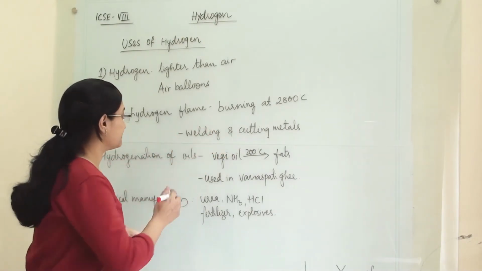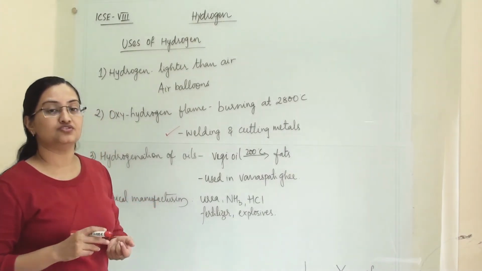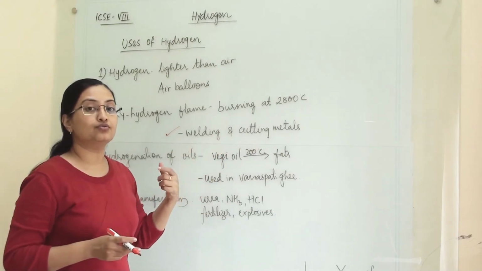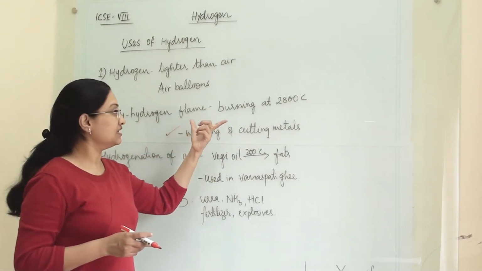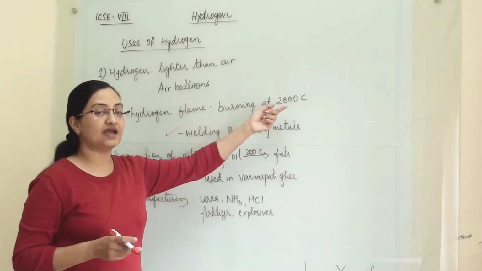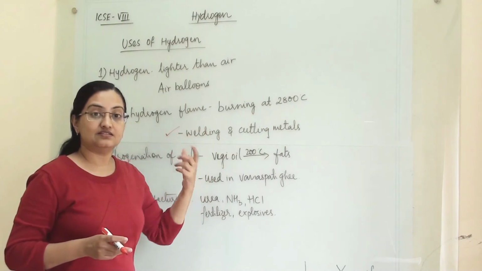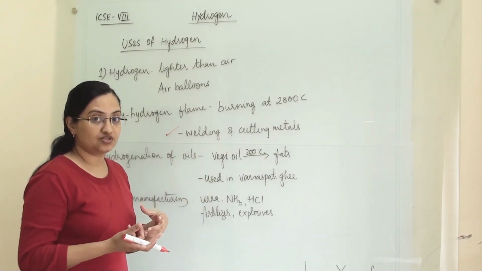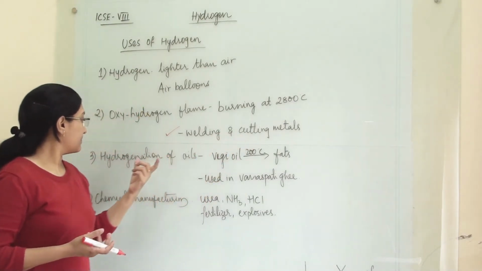In this, a reason can be asked, like why the oxyhydrogen flame is used in cutting and welding metals. You have to write that the oxyhydrogen flame burns at a temperature of 2800 degrees Celsius, and because of this high temperature, we can use it in welding and cutting metals.